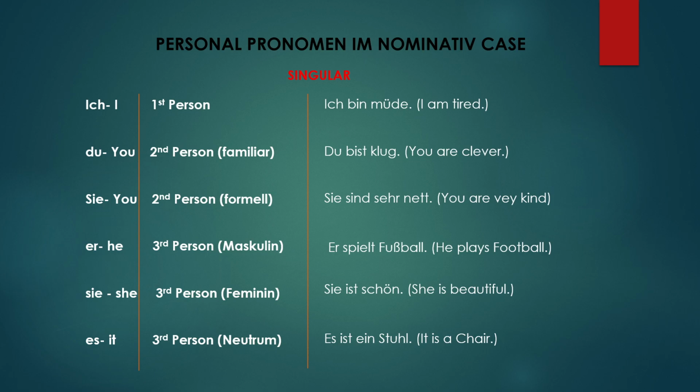The third person singular form is er. It means he. It is used when referring to a male person. For example, er spielt Fußball. He plays football.